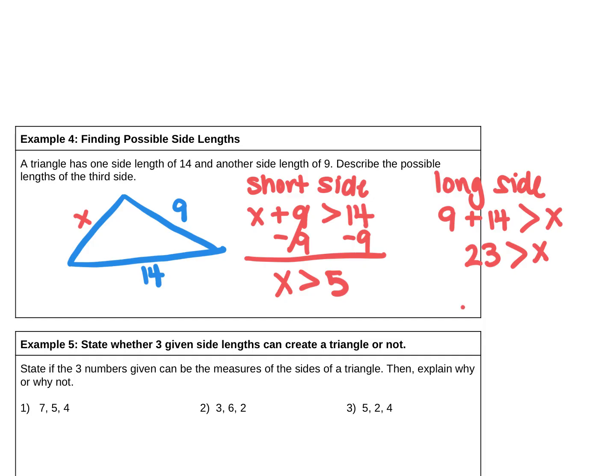So this tells us that x would have to be greater than 5. Excuse me, I should put the lower number on the left side. We always try to follow that number line, friends. So x would have to be bigger than 5, but less than 23. And you can write it separately too. Either one of those works.